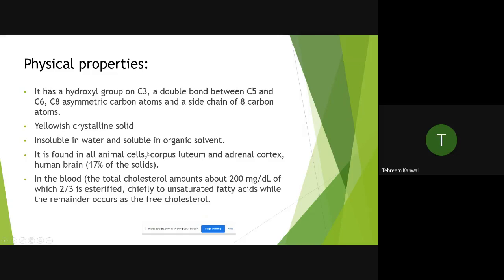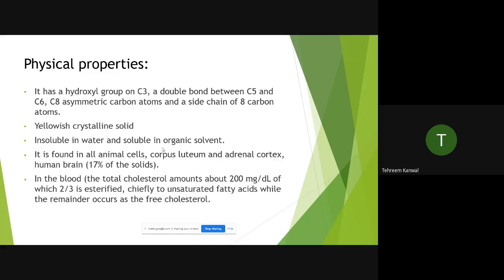This ring structure is not the benzene ring structure. So there is only one double bond present in it, at position C5 and C6. Then at the C8 position, there is an asymmetric carbon atom, and a side chain of 8 carbon atoms is attached to it. It is a yellowish crystalline structure. It is insoluble in water. We know that it is hydrophobic in nature. It is soluble in organic solvents. Hence, it is important for the transportation of cholesterol.